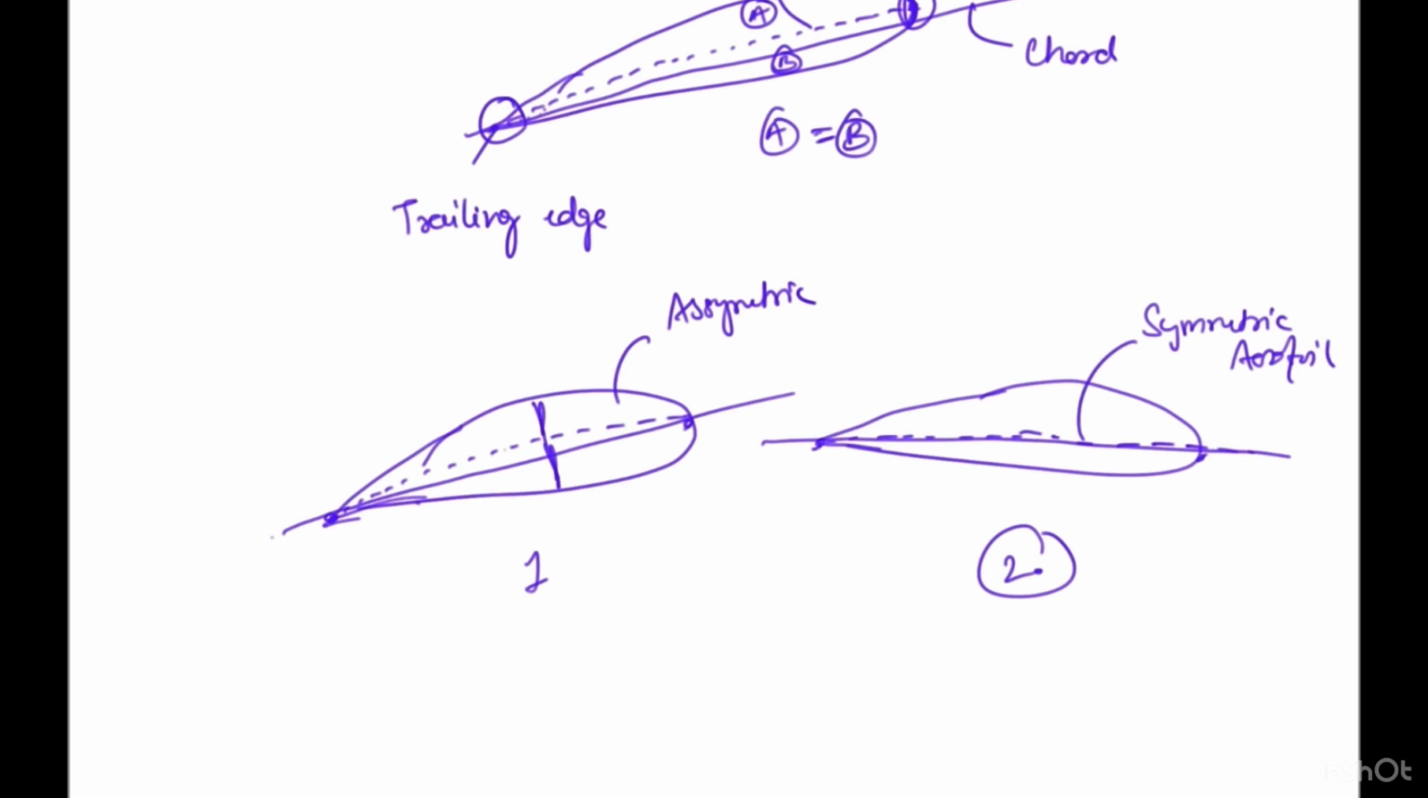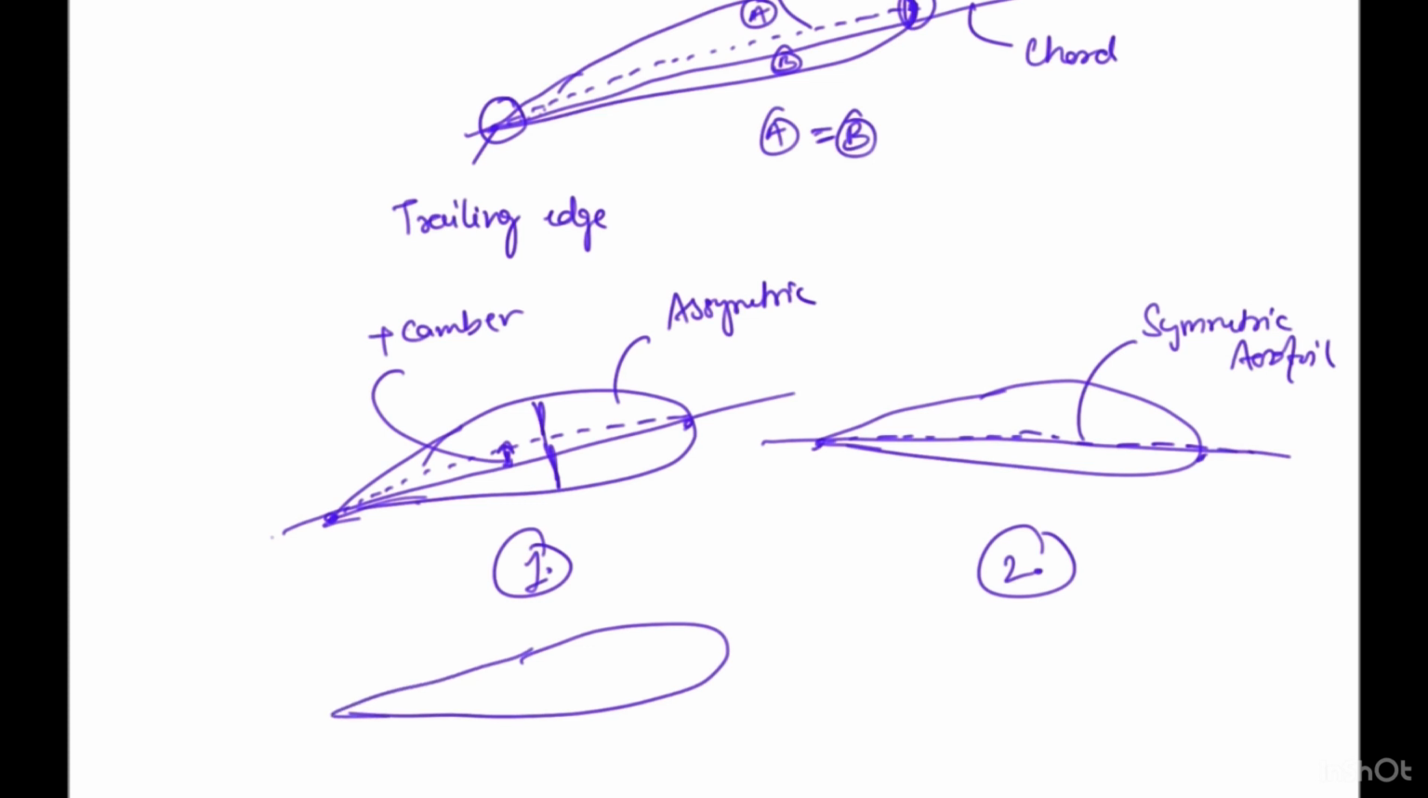If the camber line is above the chord line, as you can see in figure 1, this is positive camber. In another case, if we make a chord line like this and the camber line is below, this is known as negative camber. I hope you get the idea. So this is the basic knowledge about the aerofoil: trailing edge, leading edge, the chord line, the camber, positive camber, negative camber, symmetric aerofoil and asymmetric aerofoil.